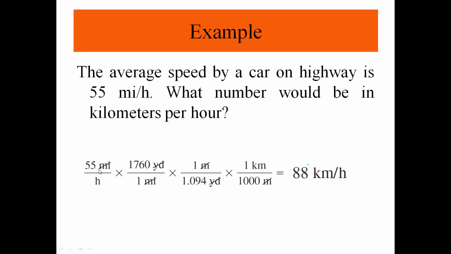So we have 55 miles per hour. The first conversion factor to convert mile to yard. Second one, yard to meter, and meter to kilometers. So this mile and this mile cancel each other, yard and yard, meter and meter cancel each other. And then we need to do the math. The answer will be 88 kilometers per hour here, because these two are the remaining units. So it is 88 kilometers per hour.